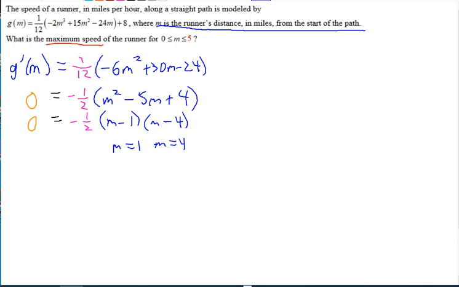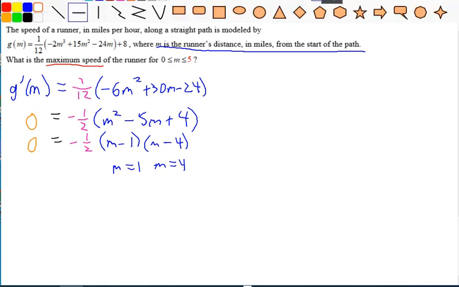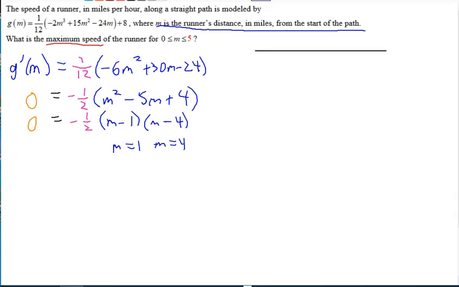So we can draw our common sense interval, except this time they tell us the lower and upper limits. It just tells us it's from 0 to 5, with brackets, because it's got the equal to's. And both 1 and 4 are in there. So for g prime of m, label your number line here, both of those, 1 and 4, make the derivative 0.